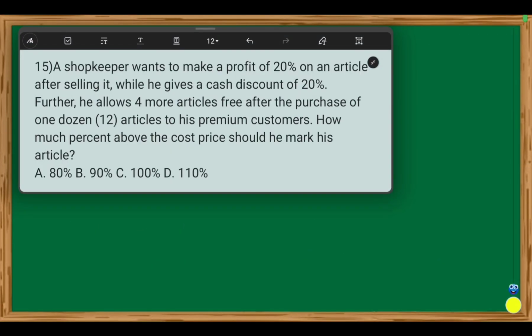Look at the 15th question. A shopkeeper wants to make a profit of 20% on an article after selling it, while he gives a cash discount of 20%. Further, he allows 4 more articles free after the purchase of 1 dozen articles to his premium customer. How much percentage above the cost price should he mark his article? 4 choices are given. At first, try yourself.